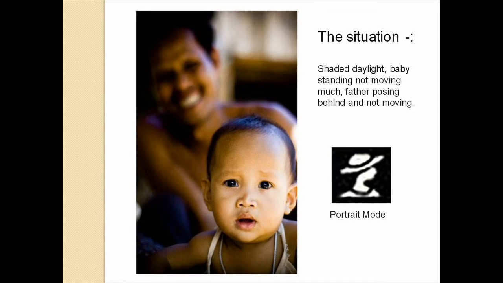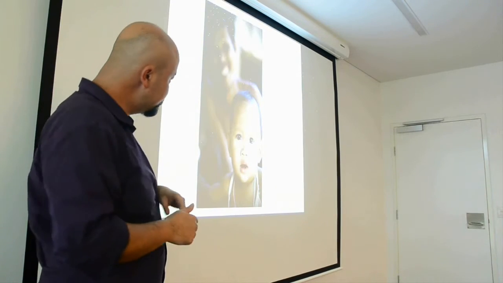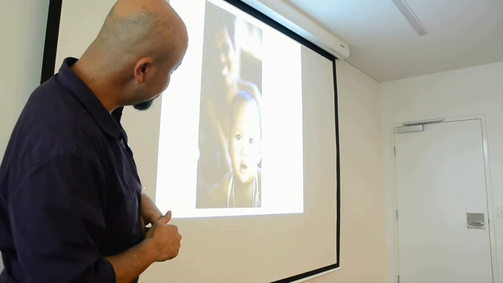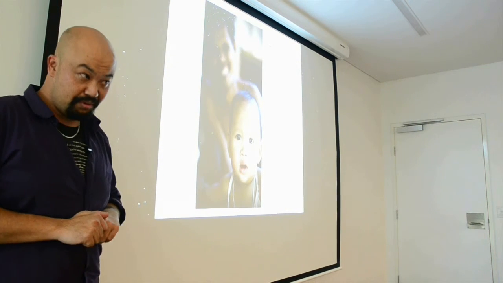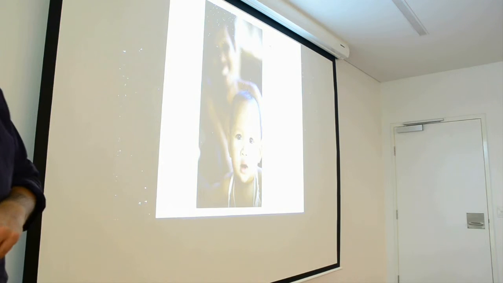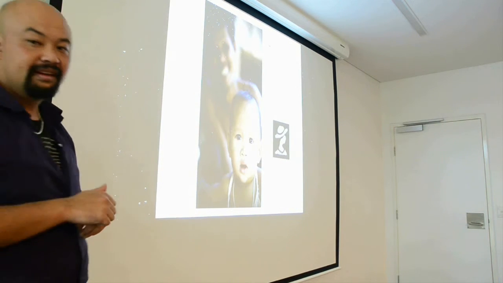Here's the situation: shaded, daylight. The father's only about 1 metre behind them, but he's quite blurry, as you can see. How do we get that result? We get it with portrait or macro. Portrait is enough for this one.